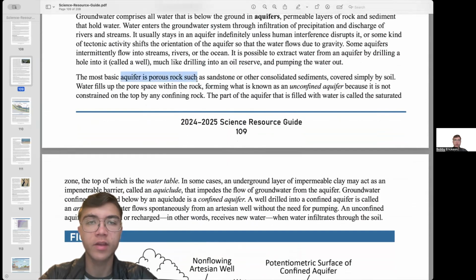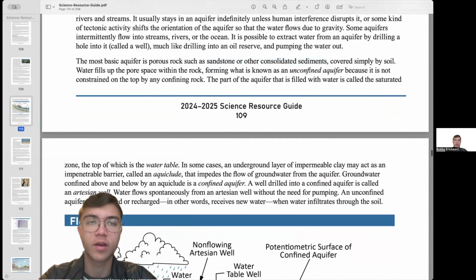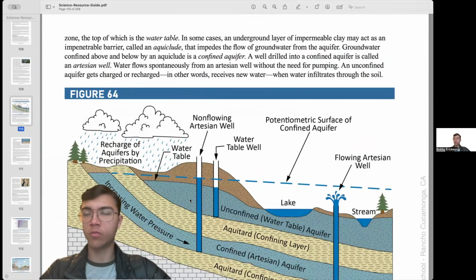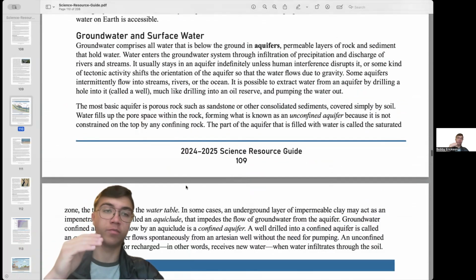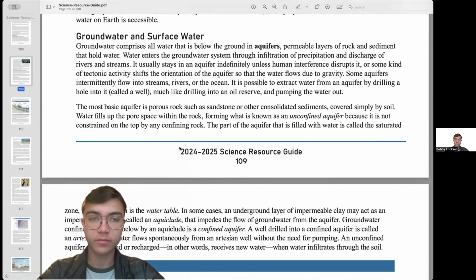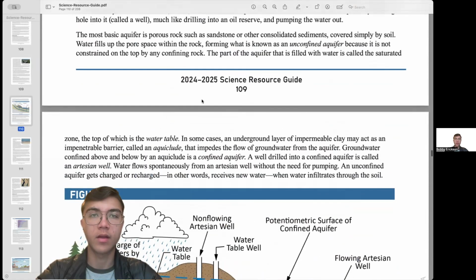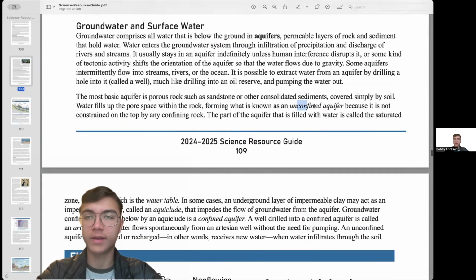Usually a basic aquifer is made of porous rock like sandstone or other consolidated sediments and then covered by soil. So we have this rock that has a lot of holes and water flows through it, and then soil is just on top of it. That's what the most basic aquifer is. And this is called an unconfined aquifer because it's not constrained by any confining rock. So unconfined, it's not confined by any rock.